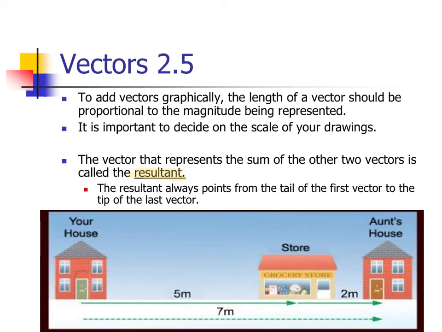Okay? So the example here, we just use meters. But it could be kilometers and it wouldn't matter. Maybe it would make it more realistic. But if you go 5 kilometers to the store and then go another 2 kilometers to your aunt's house or friend's house, whatever, what was your total displacement? 5 plus 2. So it should be 7.